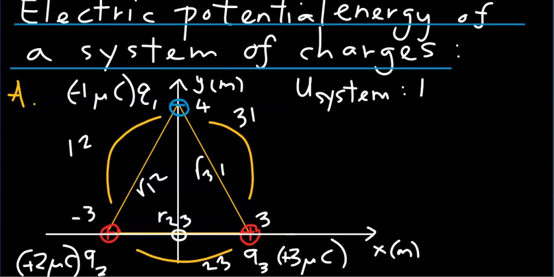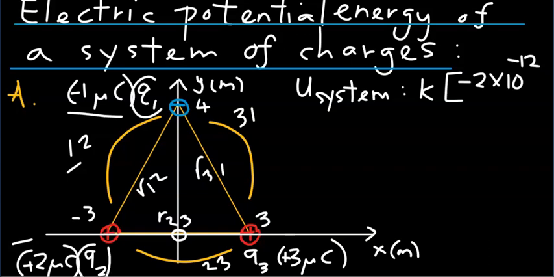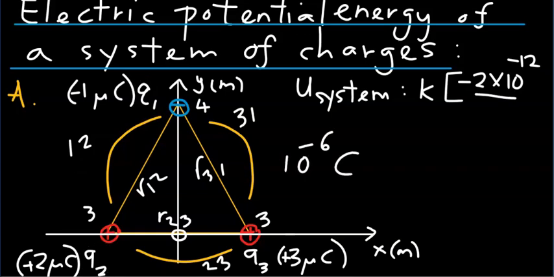All the terms contain that K, so we can factor that term out. For the first pair 1, 2, the charges are -1 microcoulomb and +2 microcoulomb. So the product of Q1 and Q2 will be -2 times 10 to the power -12, because 1 microcoulomb is 10 to the power -6 coulomb. From Pythagoras' theorem, R12 is 5 meters, because this is 3, this is 4, so that has got to be 5.